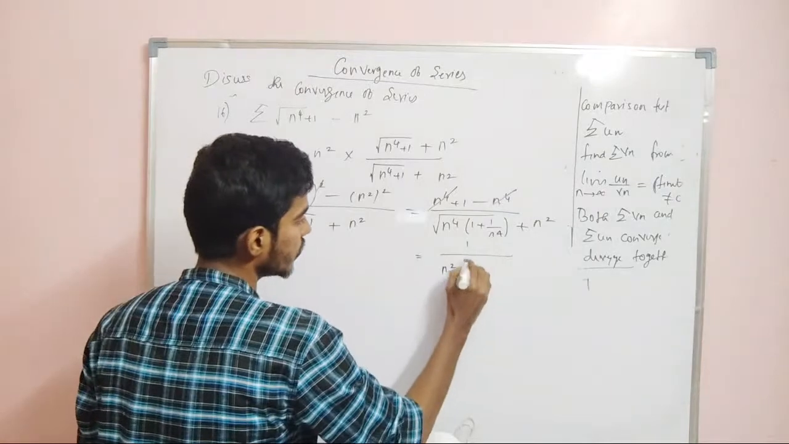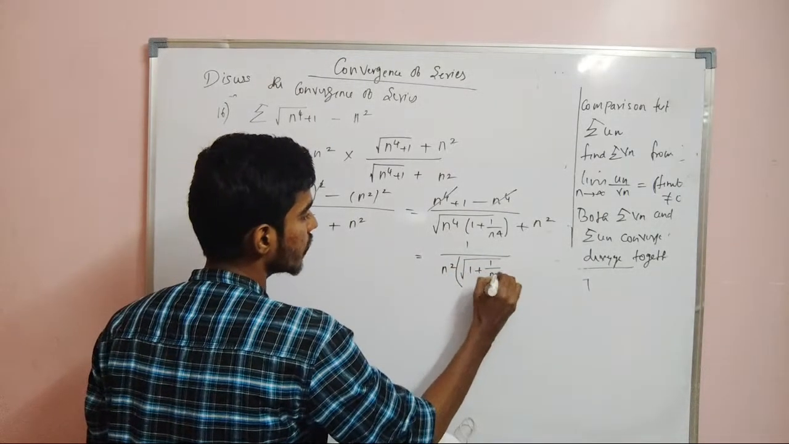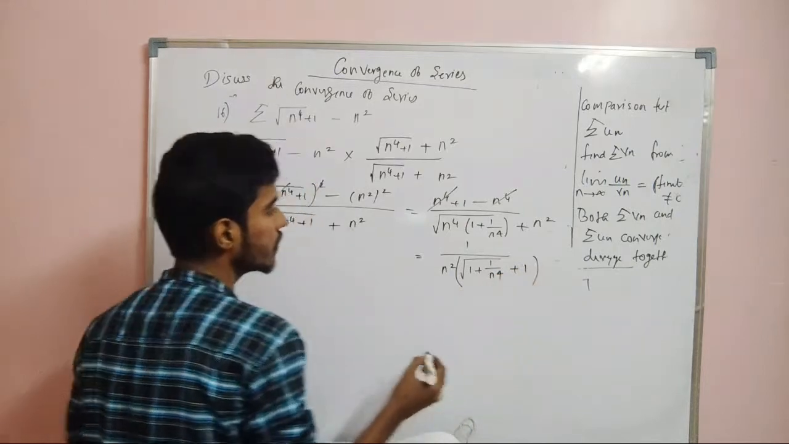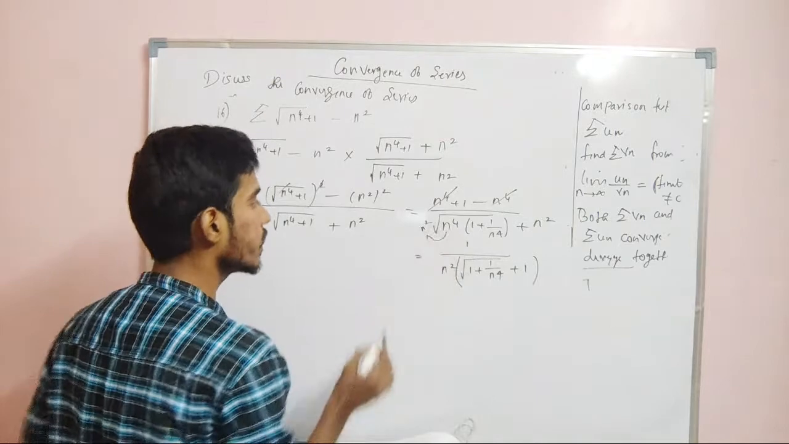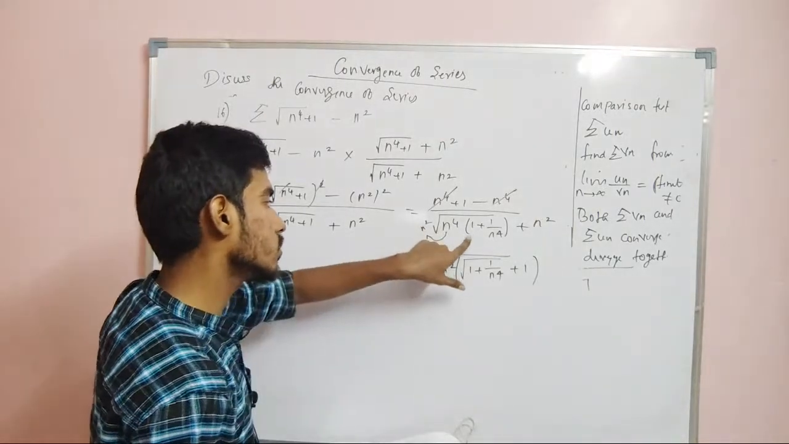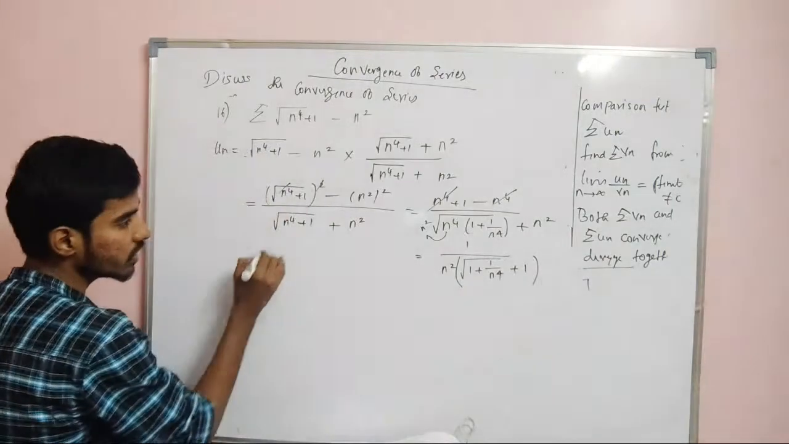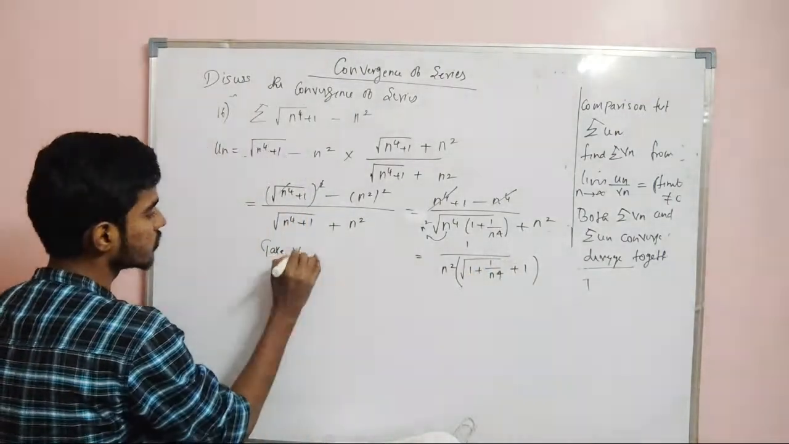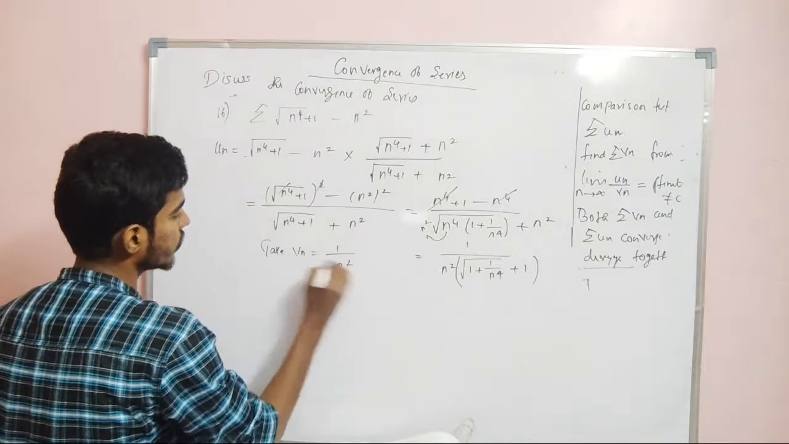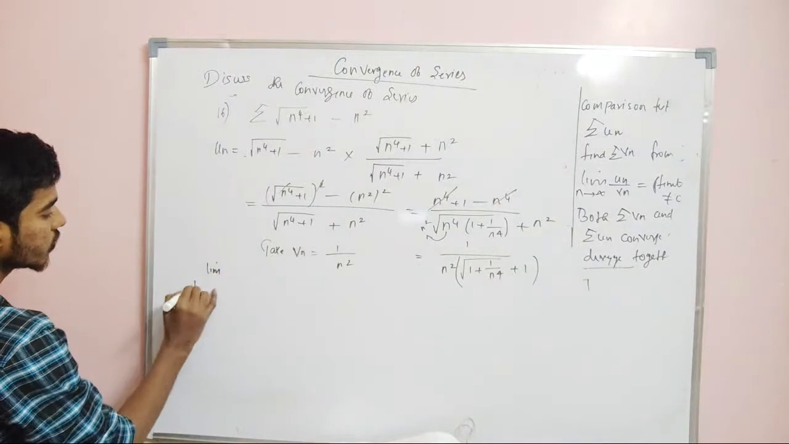So this will be, if we take n square common, this term will be 1 plus 1 by n power 4 plus 1, right? So here if you bring this term outside, we will have n square. So if we take n square common, the root of 1 plus 1 by n power 4 plus 1. Now take vn to be equal to 1 by n square. Now what about limit n tends to infinity un by vn?